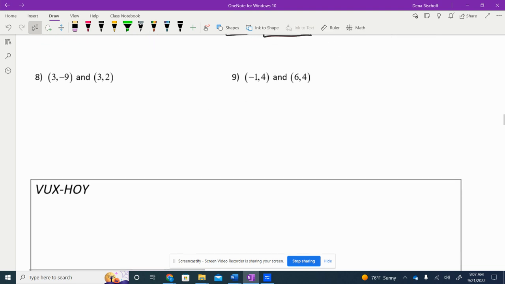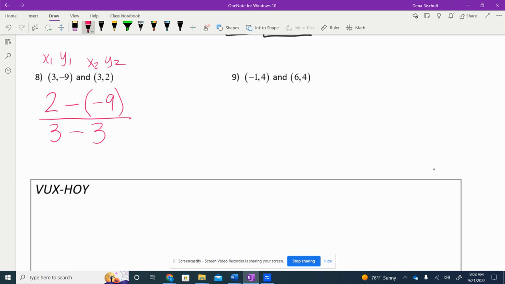Okay. I'm going to label it again. X1, Y1, X2, Y2. So Y2 is 2 minus a negative 9. Put that in a parenthesis. Over X2 is 3 minus 3. So the first thing I'm going to do is turn that minus a negative into a great big plus sign. So I really have 2 plus 9, which is 11.